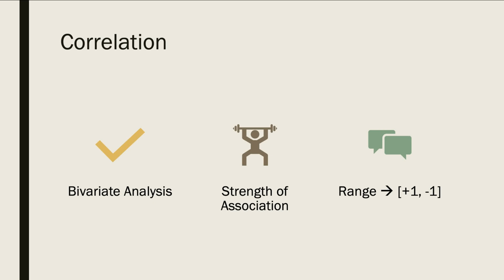The next part is correlation. Before looking at the different types of correlations, we should know what exactly correlation is. It is a bivariate analysis, which means we are only looking at the relationship between two variables and not more than two. We try to find out the strength of association between these variables.